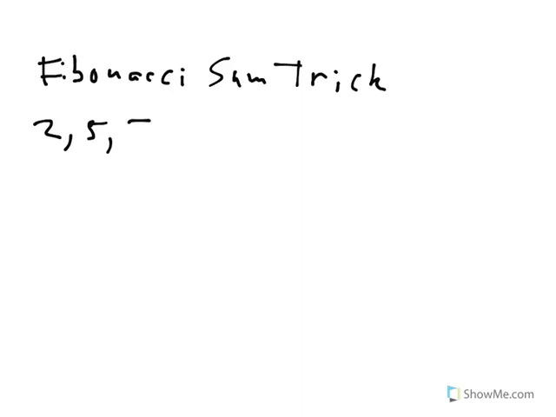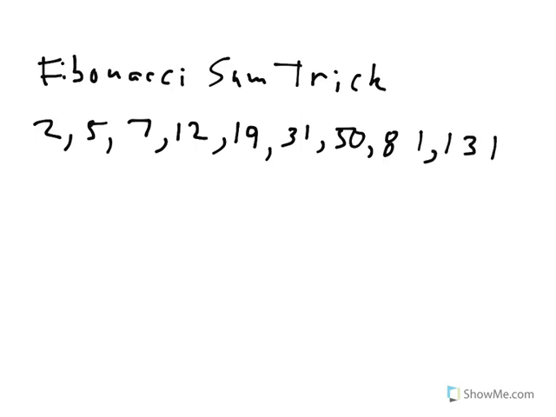So 2 plus 5 is 7, and 5 plus 7 is 12, and 7 plus 12 is 19, and 12 plus 19 is 31, and 19 plus 31 is 50, and 31 plus 50 is 81, and 50 plus 81 is 131. This is sometimes known as a Fibonacci-like sequence.